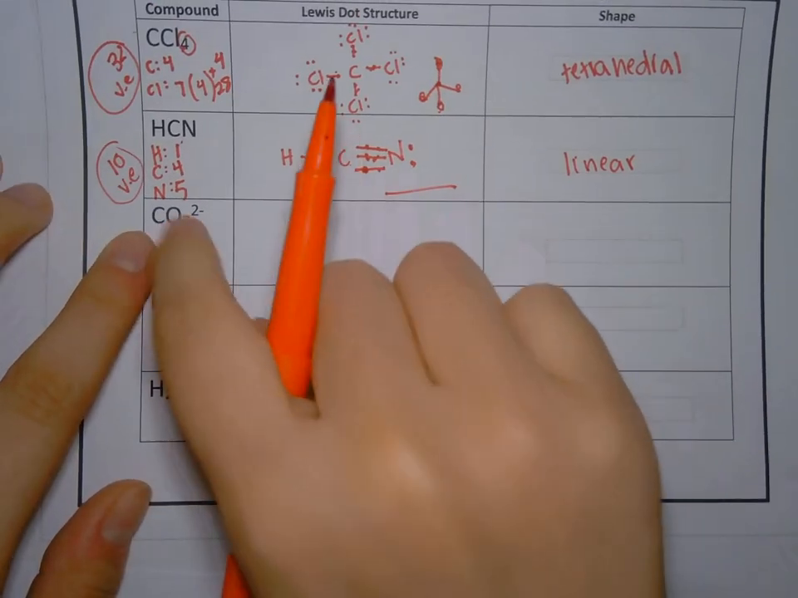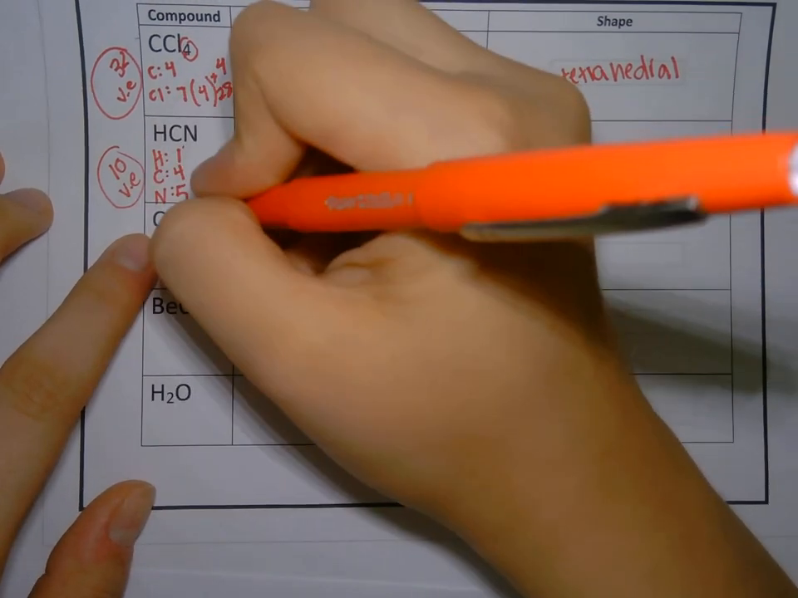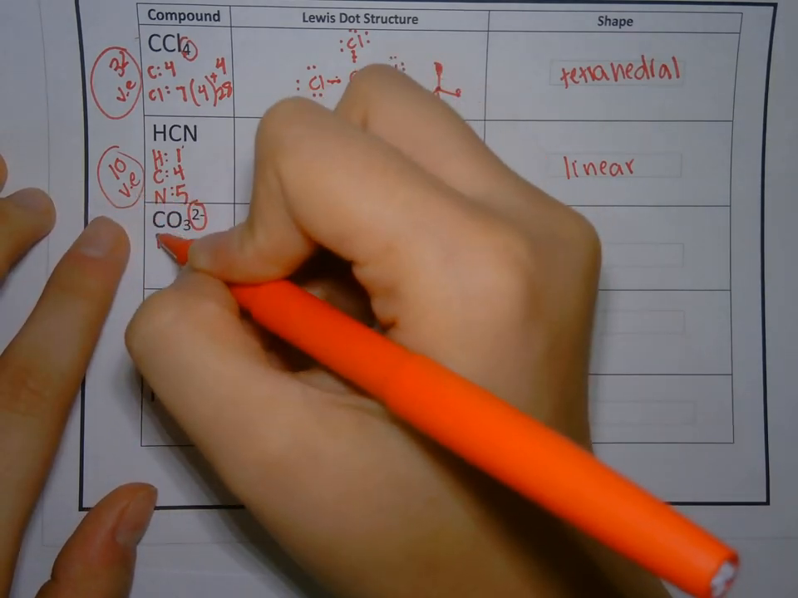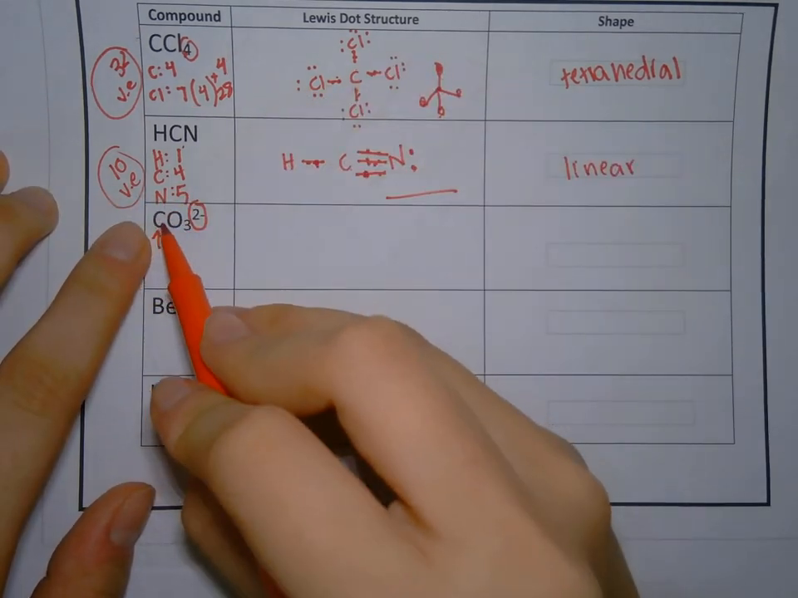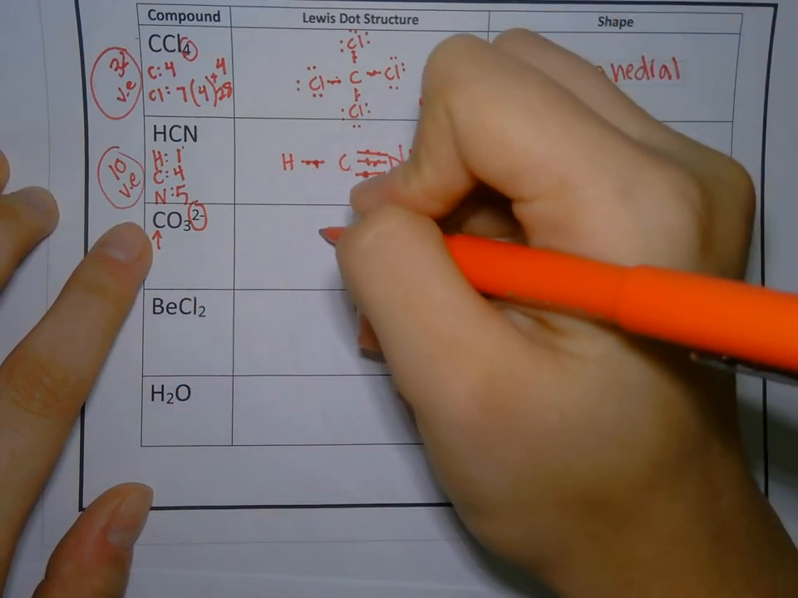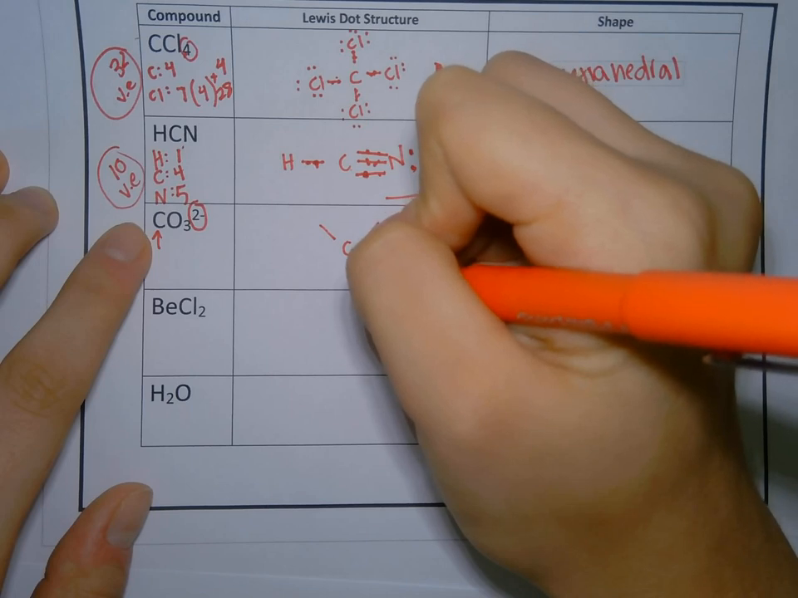All right, CO3 2-. What? I got an ion in here? Okay, so for CO3, I could have a central atom here because I only have 1 of this and 3 of these. So I'm going to draw a C in the middle, and then I'm going to spread out my oxygens.